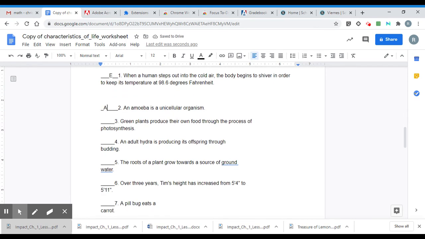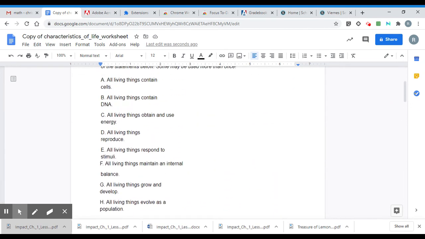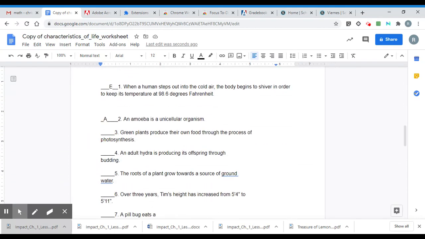Next, green plants produce their own food through the process of photosynthesis. I'm going to come back to my options and think, what does photosynthesis do for this plant? Oh, well, it gives it energy. So that means it has to do with the letter C. All living things obtain and use energy. So this plant must be a living organism because it produces its own energy.